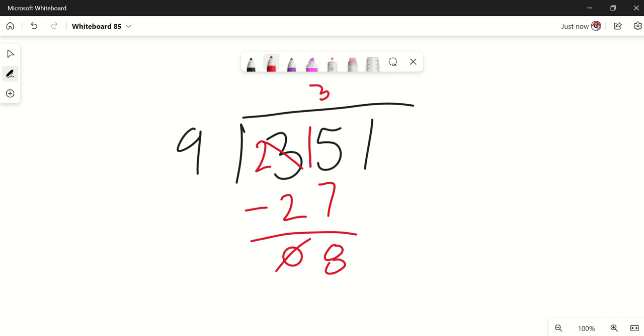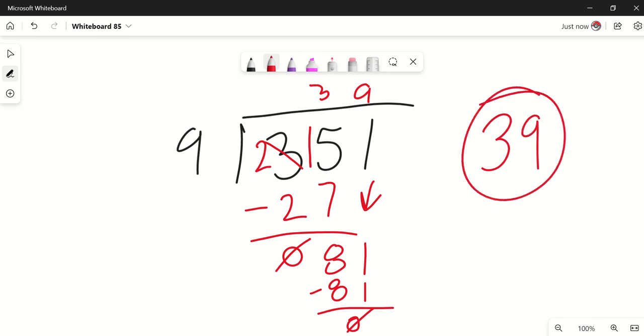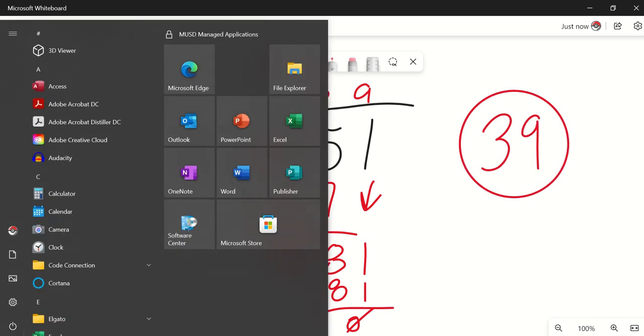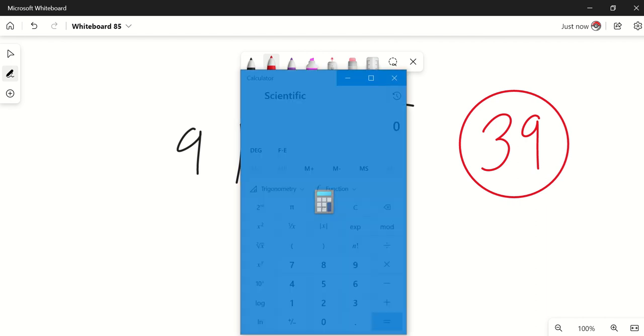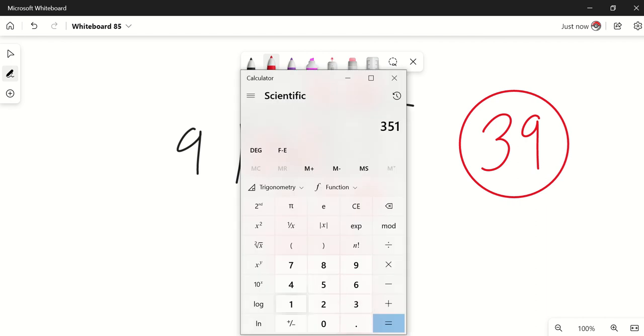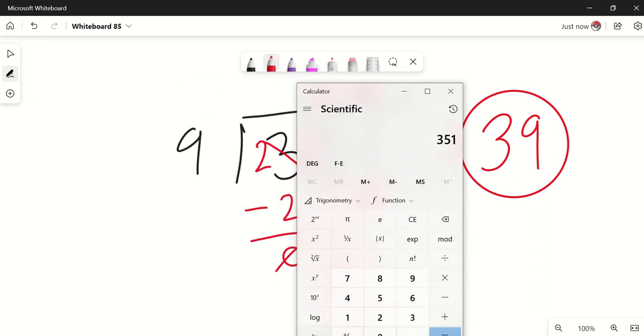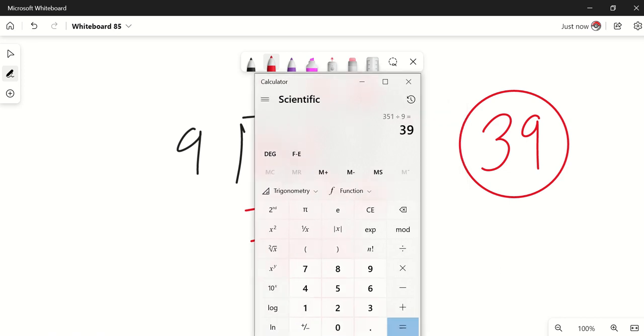My next step is now to bring down the other number, which is the 1. 9 will go into 81 9 times, which will equal exactly 81, and I'll have nothing left over. Therefore, 351 divided by 9 should equal 39. And remember, as always, you have a calculator on your device to check. 351, I believe, was the original one. Yes, divided by 9 will equal 39. So we did this correctly.